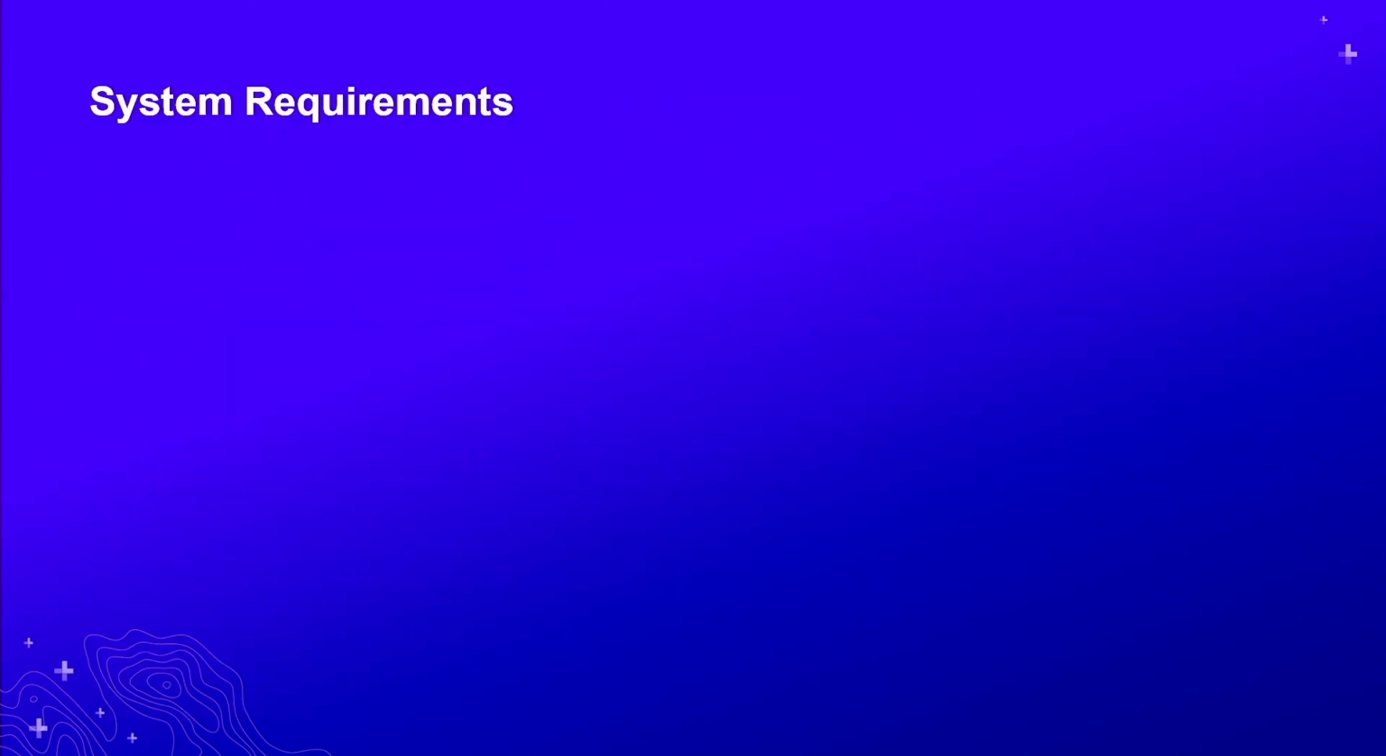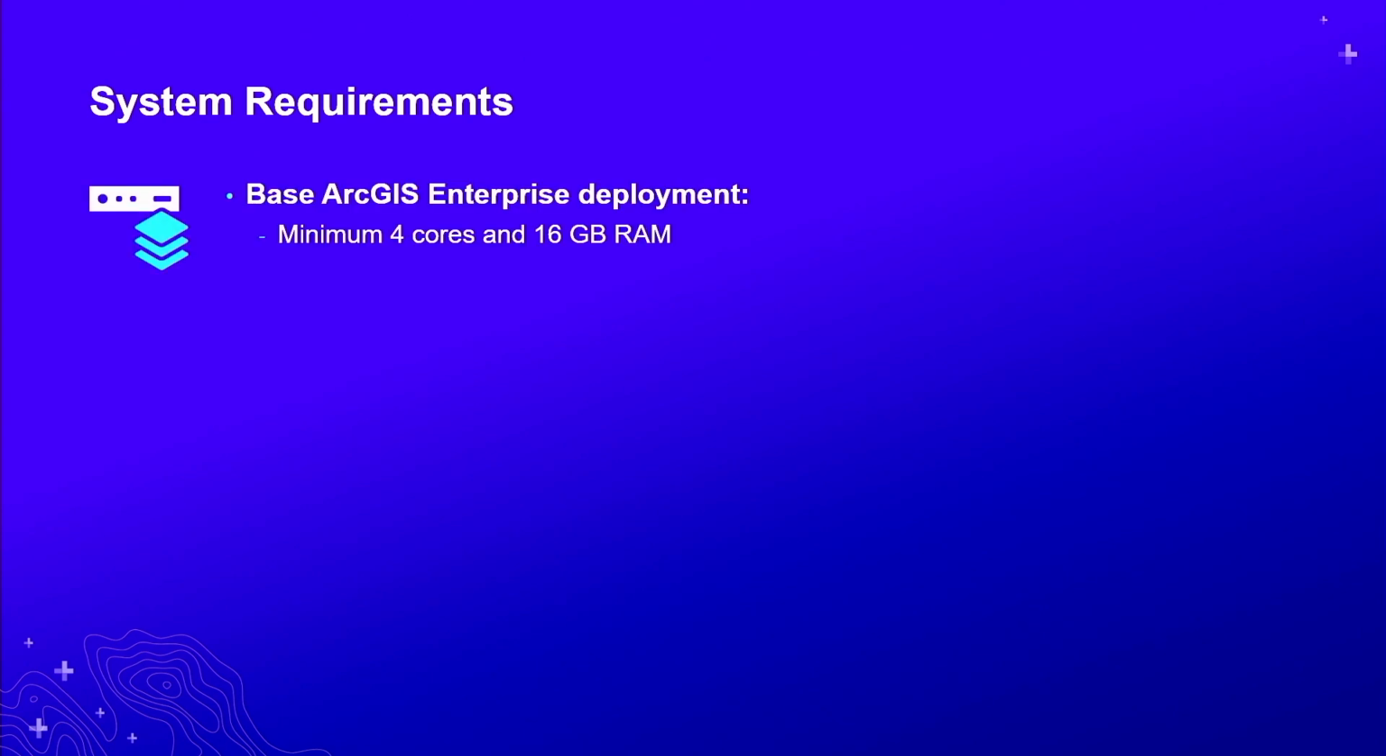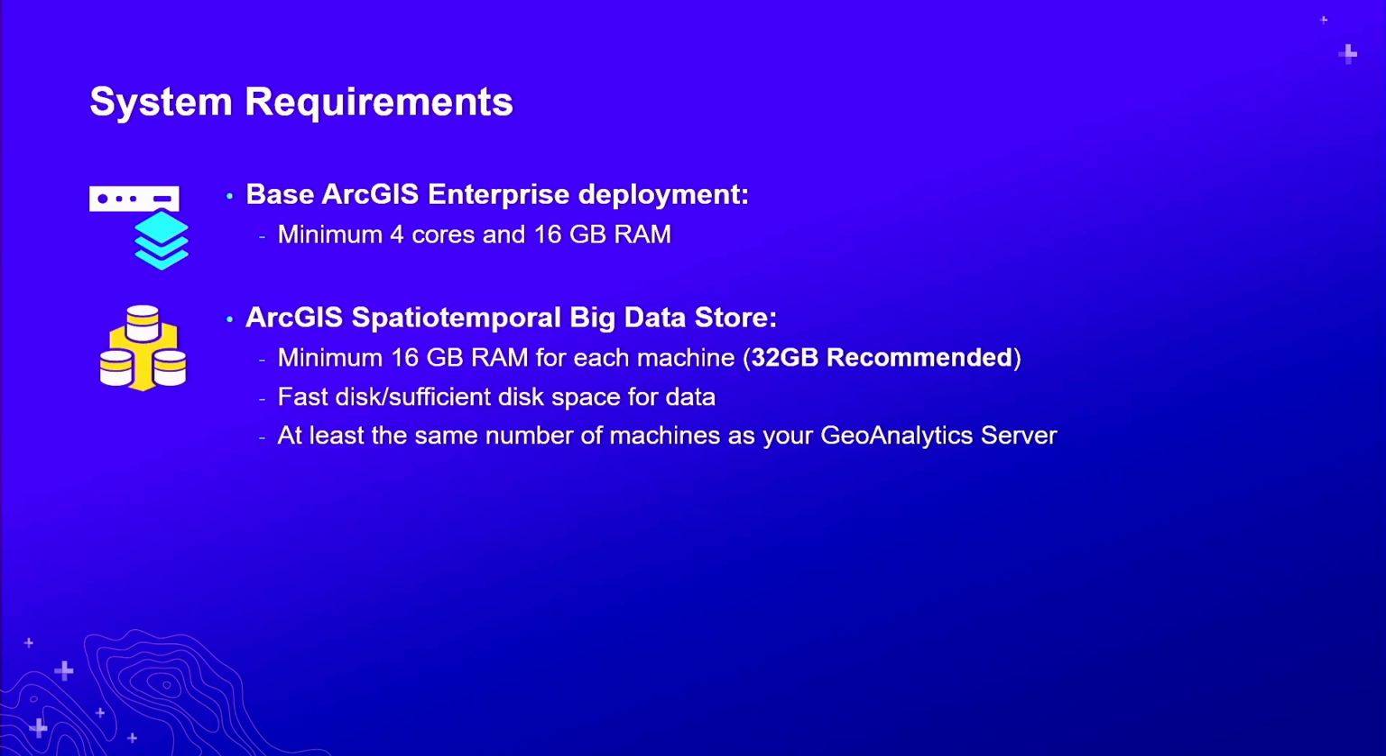So as for the system requirements, as I mentioned, there's the base ArcGIS Enterprise deployment, and this will be the same requirements that you normally have for the base deployment. So a minimum of 4 cores and 16 gigs of RAM. There's the ArcGIS Spatiotemporal Big Data Store, so minimum of 16 gigs of RAM for each machine, and we really recommend that you up this to 32 gigs if required.